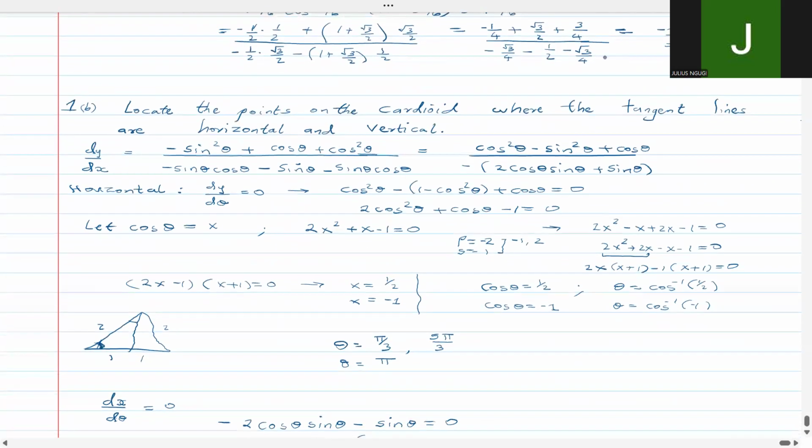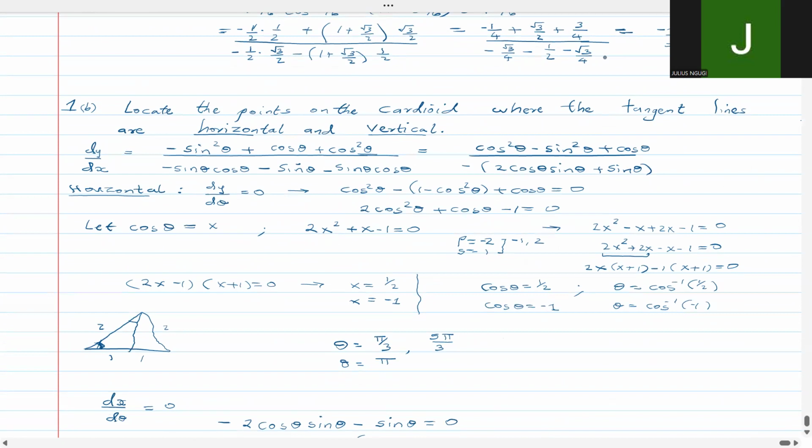Number 1B is to locate the points on the cardioid where the tangent lines are horizontal and vertical. So to be horizontal, we need to set the whole function dy/dx equal to 0, specifically the numerator equal to 0. So that's why for the horizontal, we have set dy/d theta equals 0.